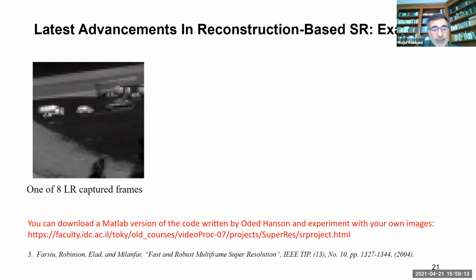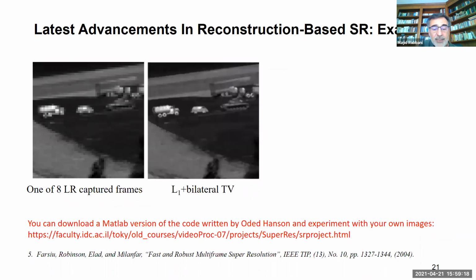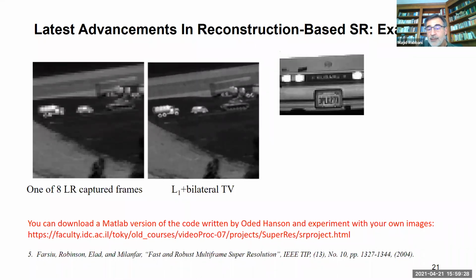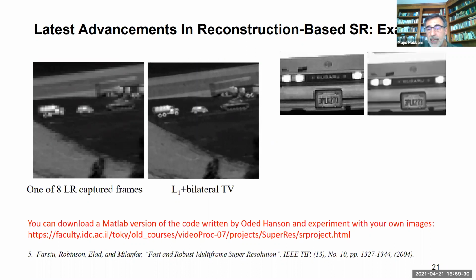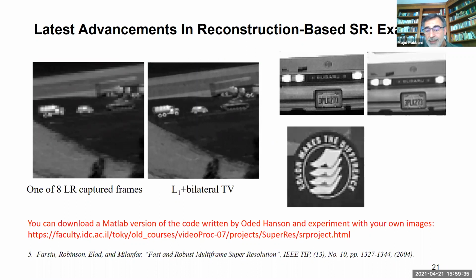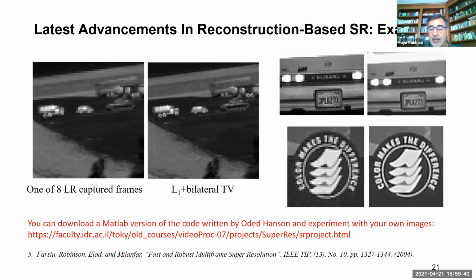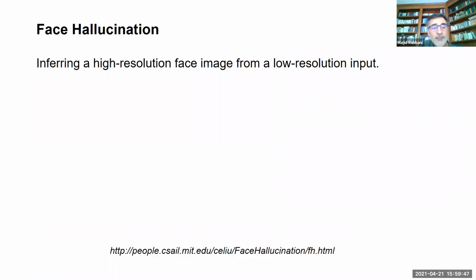These are some more images that were reported. Here are 8 low resolution captured frames. This is using L1 norm with a total variation bilateral regularization, which we're not going to get into, but for the sake of completeness, I have it there. And look at this. This is a license plate you're trying to read, and there is the super resolved license plate. Or here is another example of text that you would like to read, and here is the super resolved text. Again, all of these were done by downloading Oded Hansen's code. And as I said, you could experiment with your own images, okay?